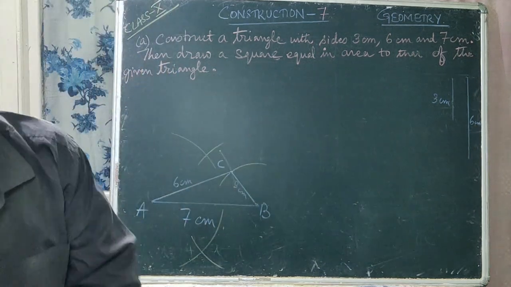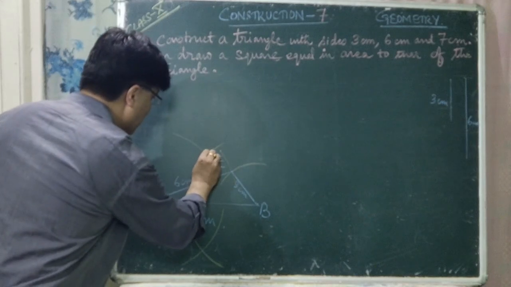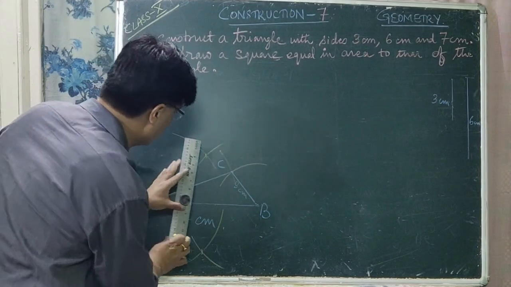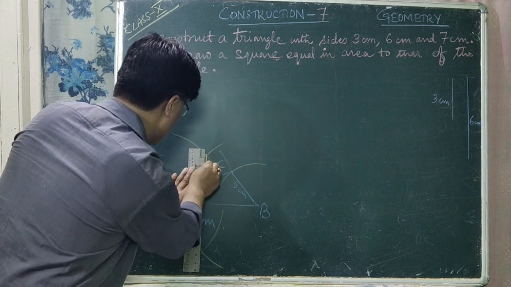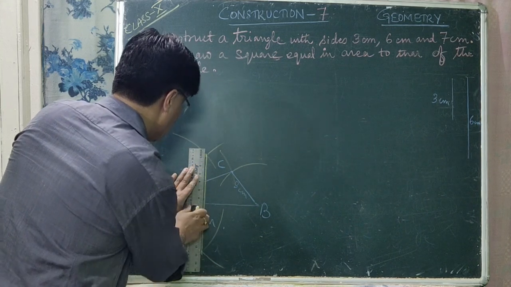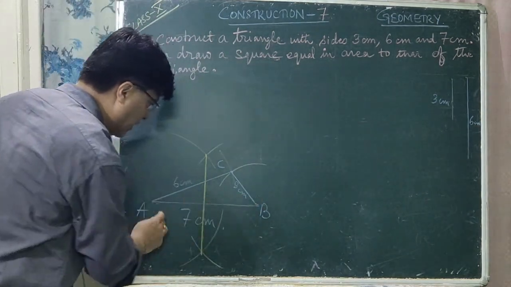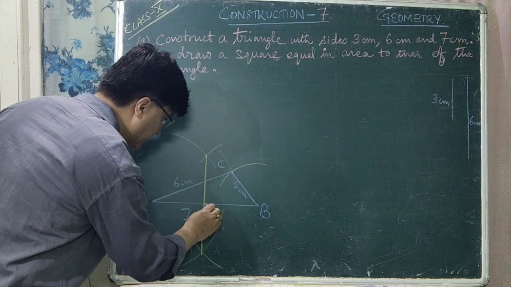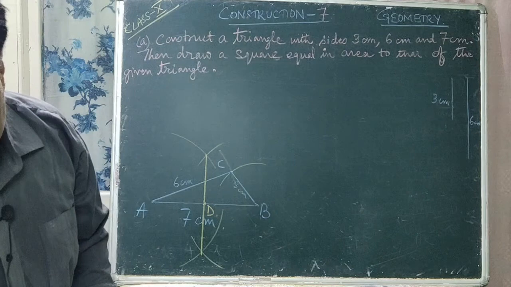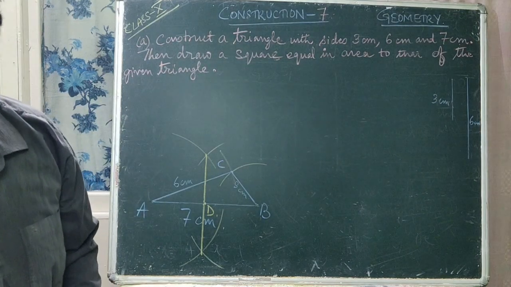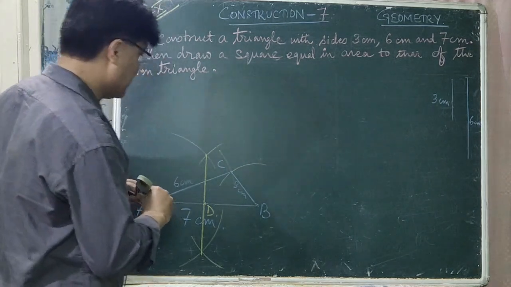So now join these 2 points. These 2 points are joined. So we have got the midpoint of AB. Suppose that point is D. So BD is the length of the rectangle, right?